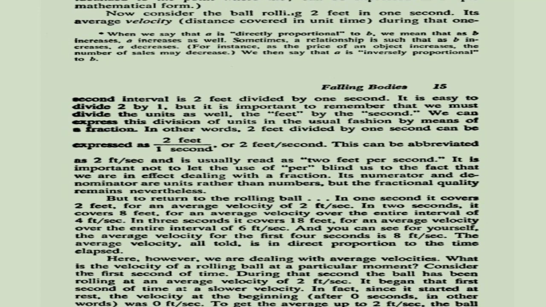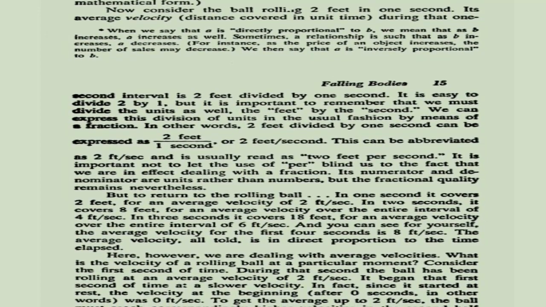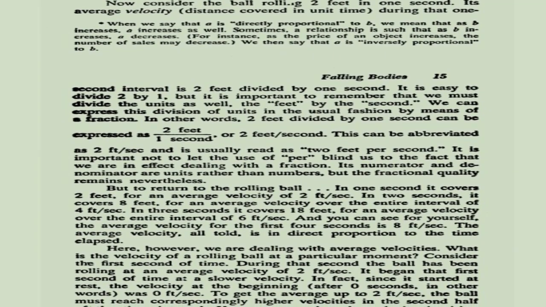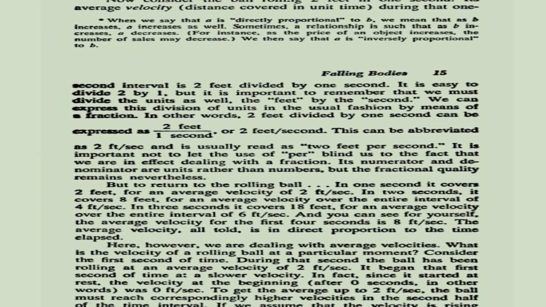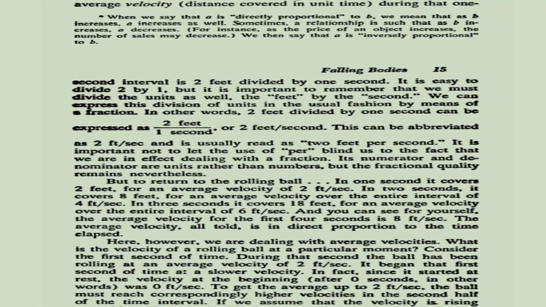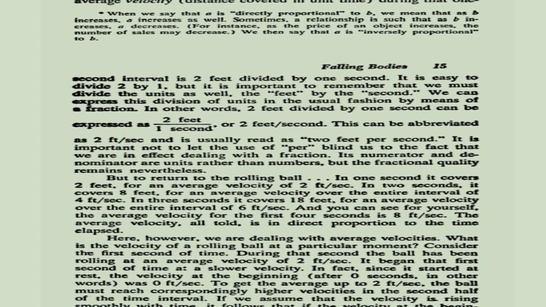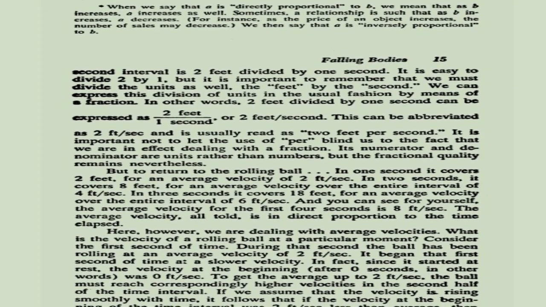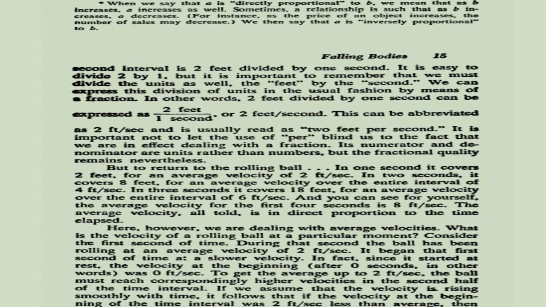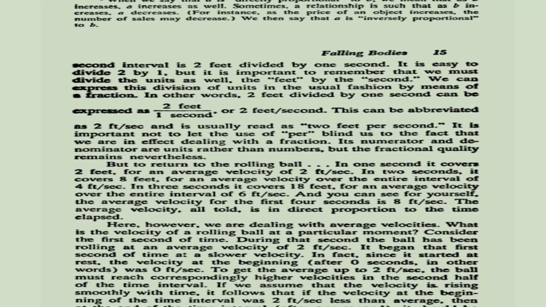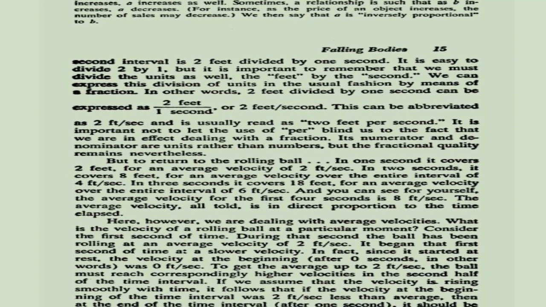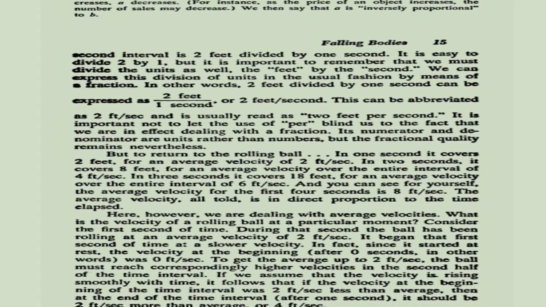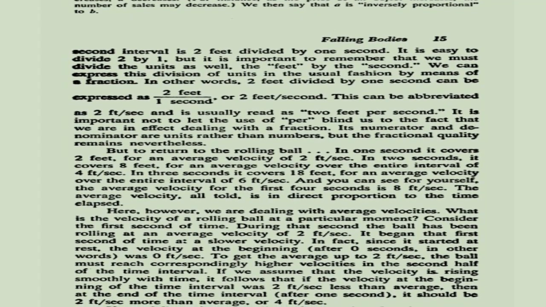If we assume that the velocity is rising smoothly with time, it follows that if the velocity at the beginning of the time interval was 2 feet per second less than average, then at the end of the time interval, after 1 second, it should be 2 feet per second more than average, or 4 feet per second. If we follow the same line of reasoning for the average velocities in the first 2 seconds, in the first 3 seconds, and so on, we come to the following conclusions.